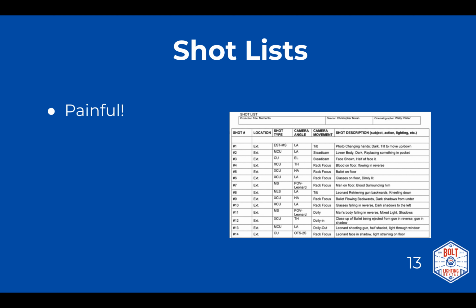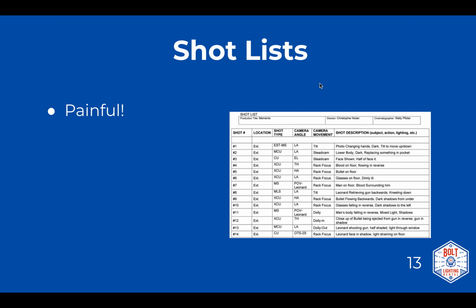I personally think that shot lists are kind of painful. Even as a DP, handed a shot list, I can't really make sense of it. It kind of gives me some idea of how the scene is shot. I understand the shot sizes, what the shot is of roughly.